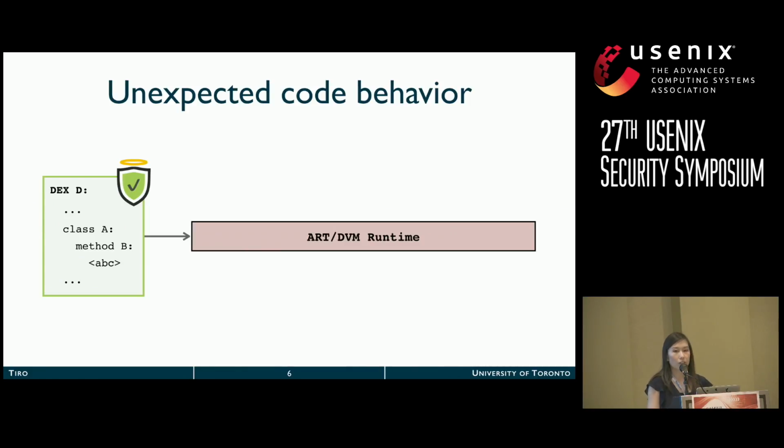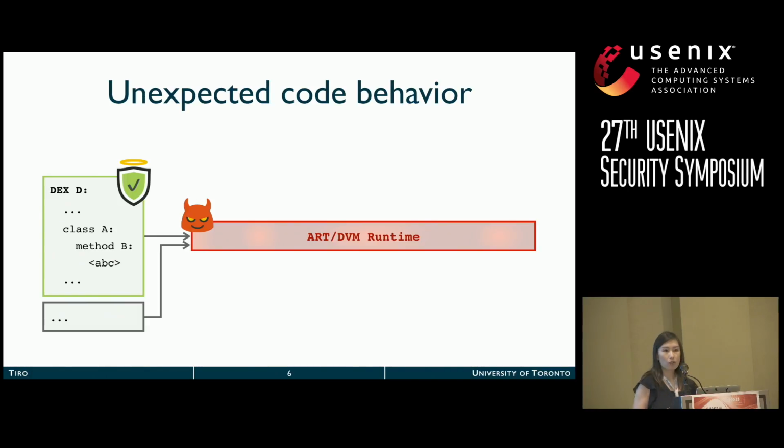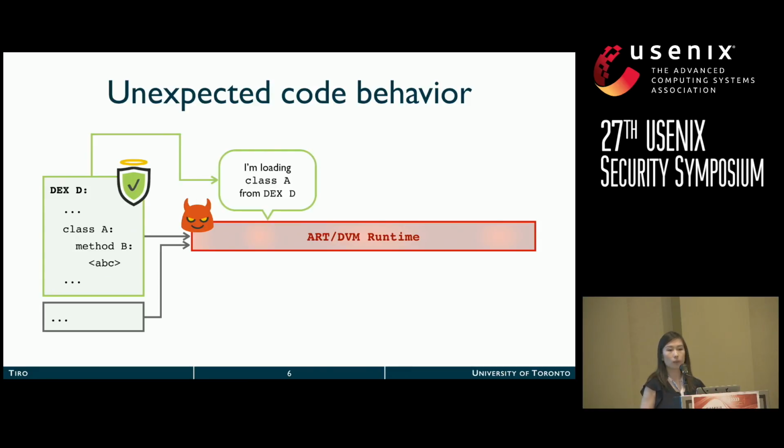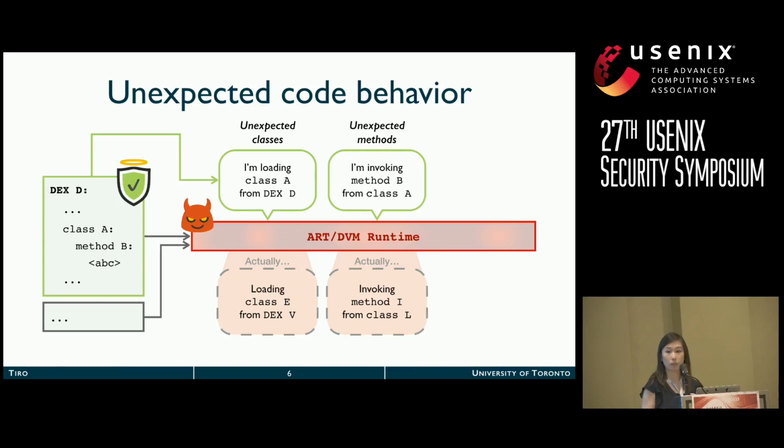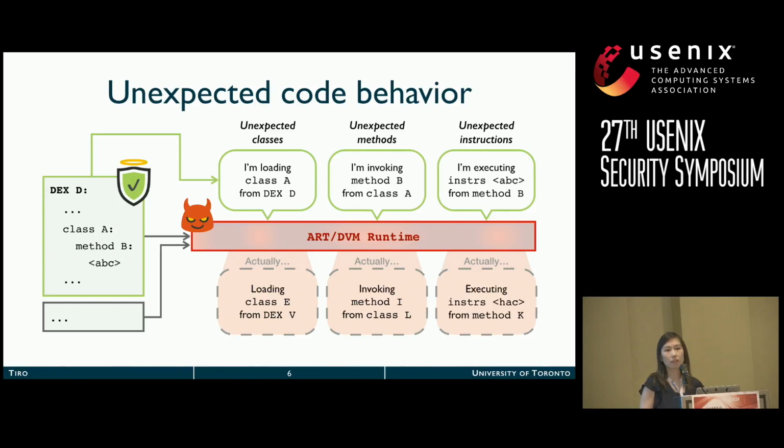However, the application also has a separate component that's not necessarily malicious per se, but it's definitely in a gray area in that it changes values in the runtime that applications normally wouldn't access. And the result of these changes is that, for instance, the runtime may think that it's loading a class from this benign DEX file, when really it's loading a class from a different source of bytecode. Similarly, the runtime may think it's invoking one method when really it's invoking another, or it's executing instructions for some benign method when really it's executing instructions from some different source.